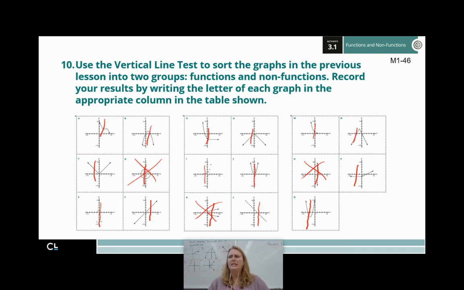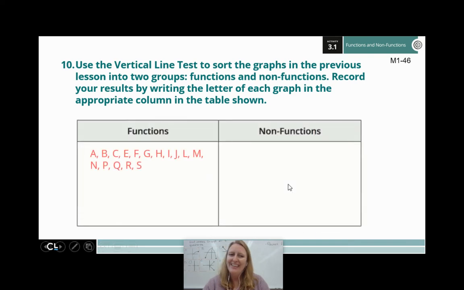Sorry, I don't have R and S up here. I don't know what happened to my R and S graphs. But hopefully you figured out that R and S were both also functions. They both passed the vertical line test. So A, B, C, E, F, G, H, I, J, L, M, N, P, Q, R, S. All of those are functions. And then D, K, and O, we've already established, are not functions.